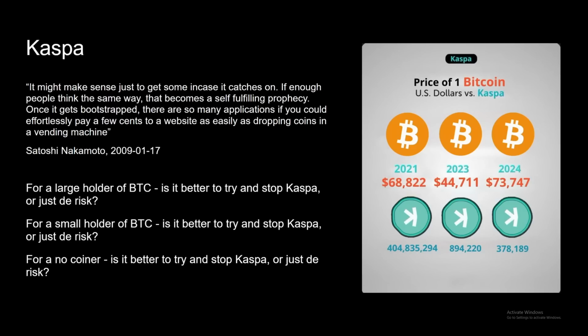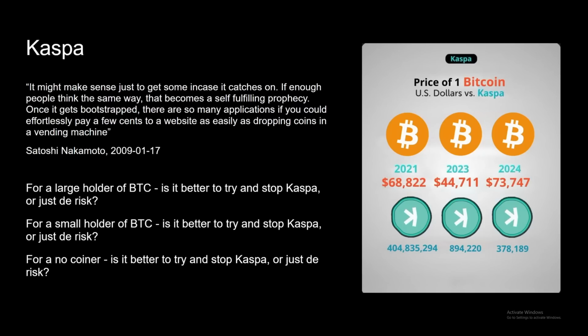And so there's this quote from Satoshi in 2009, "It might make sense just to get some in case it does catch on. If enough people think this way, that becomes a self-fulfilling prophecy. Once it gets bootstrapped, there are so many applications if you could effortlessly pay a few cents to a website as easily as dropping coins in a vending machine." And that quote is further evidence that Satoshi really did intend Bitcoin to be a peer-to-peer electronic cash system, not a custodian-to-custodian electronic cash system.